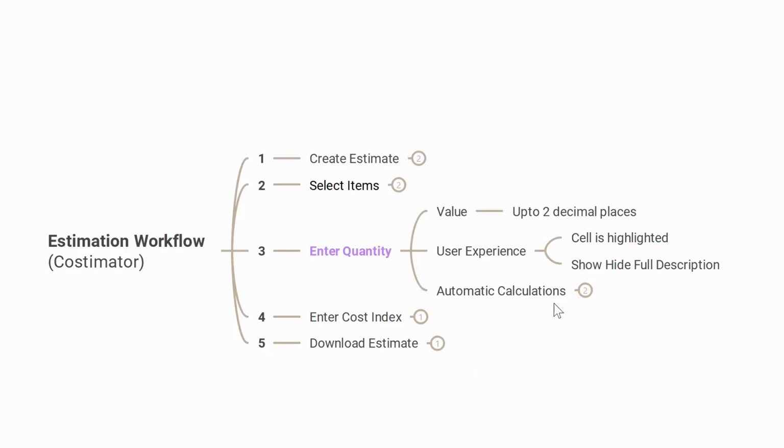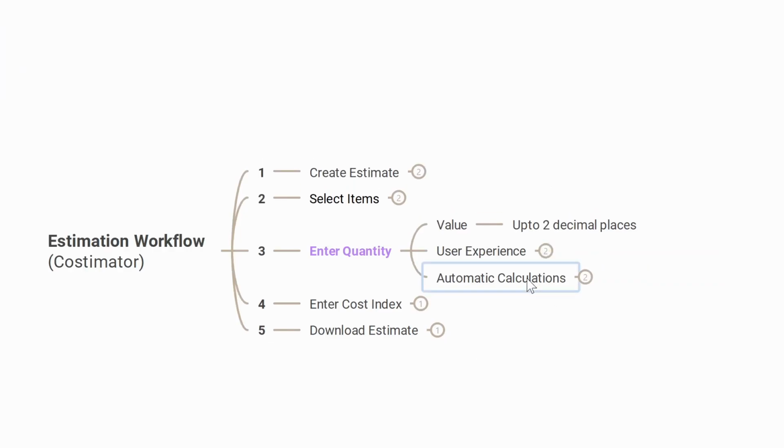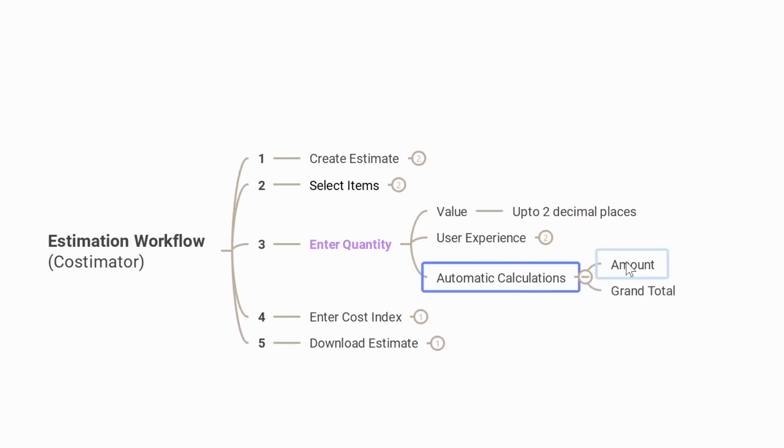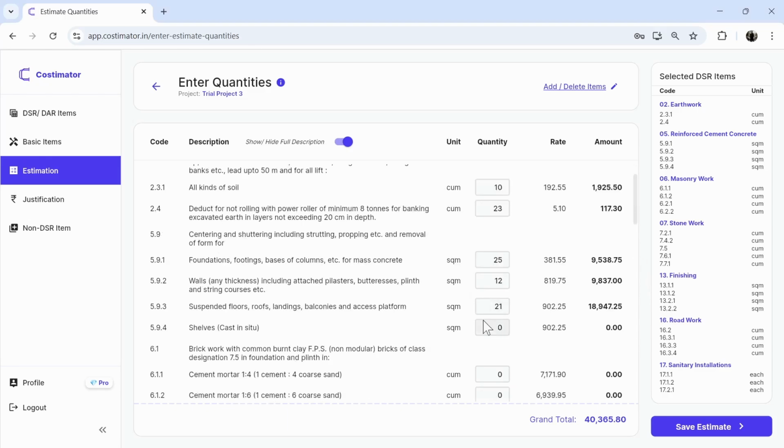The last part of the whole thing is the automatic calculations part. Inside the Costimator app, both the amount and the grand total are going to be updated almost in real time. So if I just enter any value right here, let me enter a 10, you can see this value inside the amount gets auto updated. So no need to provide any formula of any kind. You can just do it immediately right here.